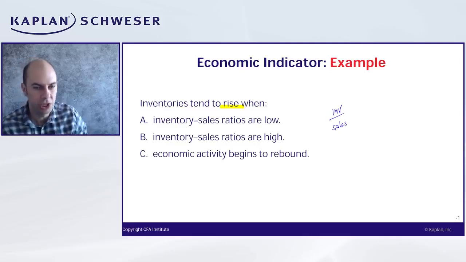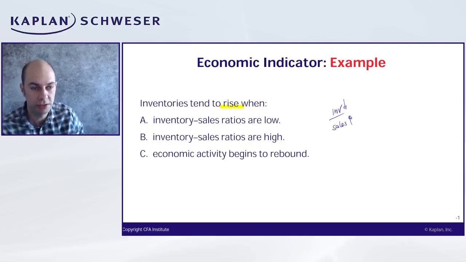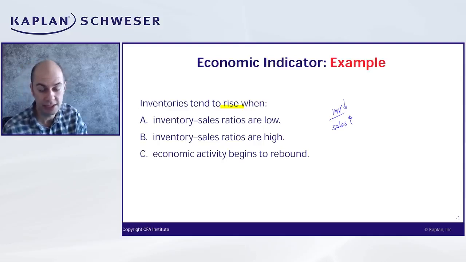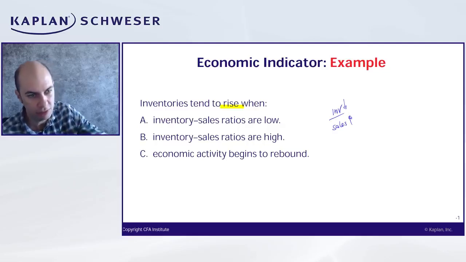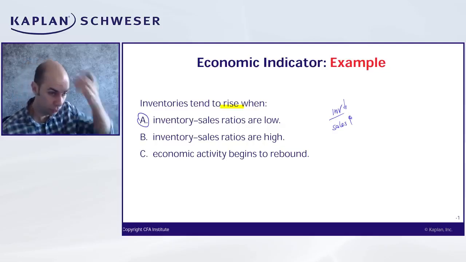Okay, so Alpha says inventory sales ratios are low. So I've got low inventories relative to sales. Okay, so the ratio is low. So that probably means I've run my inventories down. I have very little inventory in stock. Well, if I'm a sensible business person, I probably will need to purchase new inventory, or else I run the risk of a stock out. So that sounds like it's going to be our answer, but let's go over the other two just to rule them out.